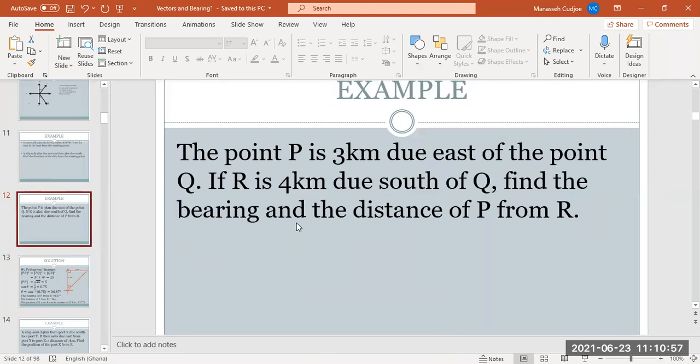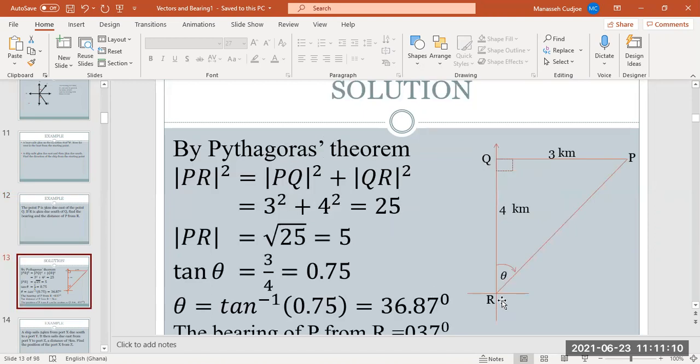Now, what are you asked to find? Find a bearing and a distance of P from R. So you have two things. We'll find a bearing of P from R, starting point. So let's go to R quickly. Bearing. I'll face north and I'll move clockwise until I get to the line that joins P. So once I'm here from R, I'll look north and move. So this is the bearing angle that we are interested in.